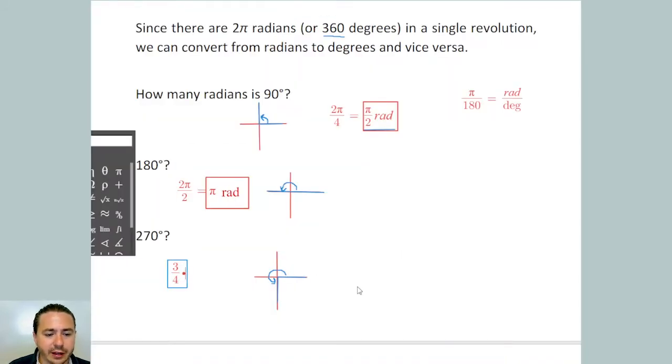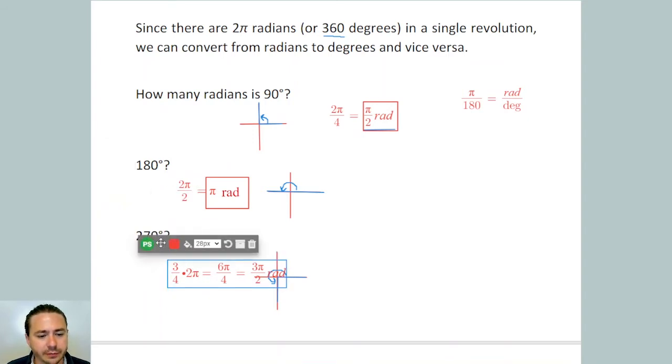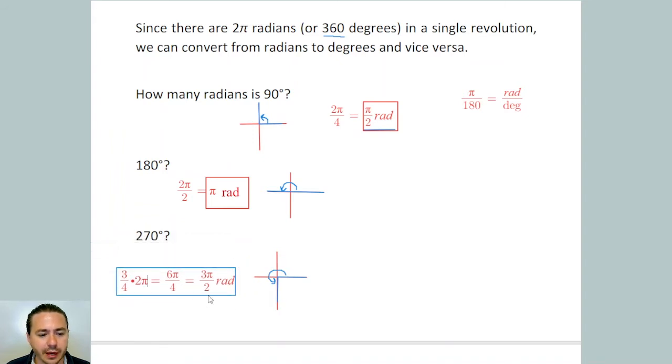So 3/4 of 2 pi. So 3 times 2 is 6. So let's just not do too much in my head here. 3 times 2 is 6, so that'd be 6 pi over 4, which would equal 3 pi over 2. Oh, I copied the multiplication, now I lost the pi. There we go. Okay, so we get 3 pi over 2. So 3 pi over 2 radians is going to be equivalent to 270 degrees. Right? It's 3/4 of the 2 pi.